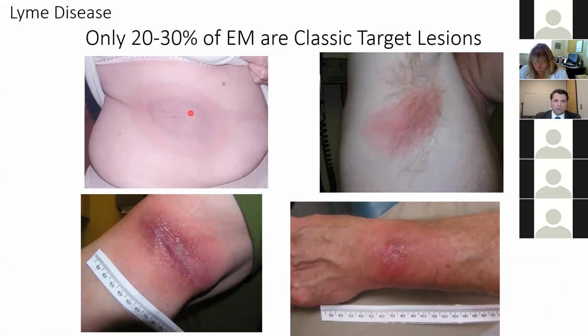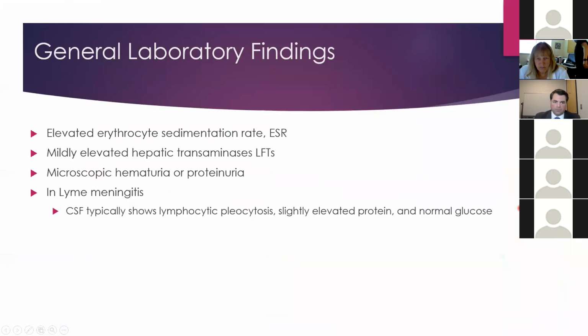But not all of the rashes look like the target, the classic bullseye. Only 20 to 30% of the erythema migrans are classic target lesions. They can have a rash that doesn't look like a bullseye, but can still be Lyme disease. So these are some examples of rashes that are not the classic type of rash, but they were confirmed Lyme disease. And the laboratory findings in general are not very helpful. So they might have an elevated ESR, LFTs, but not helpful.